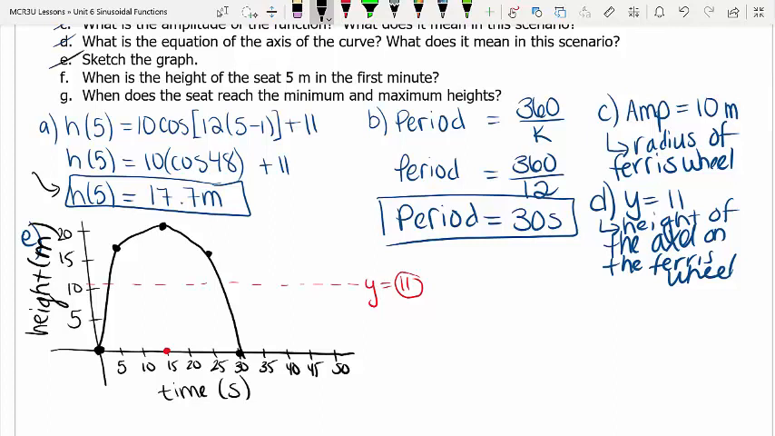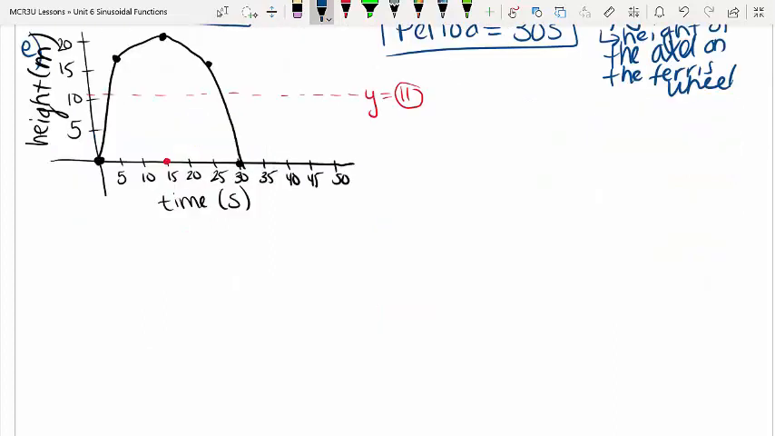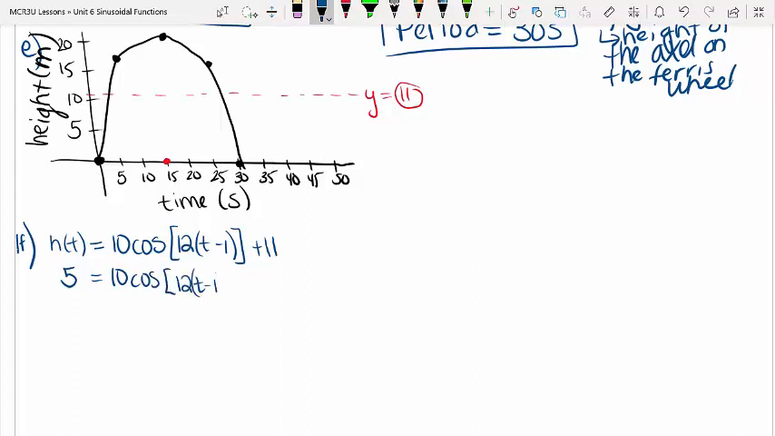Okay, part F. When is the height of the seat 5 meters in the first minute? So this question is saying we know the height is 5 meters. Find the time that this happens at. So we're going to take our equation. We know the height is 5, so I'm going to replace h of t with 5, and then I'm going to solve for t. I'm going to start by subtracting 11 from both sides, and then divide both sides by 10. Then if I expand those brackets, I get 12t minus 12.